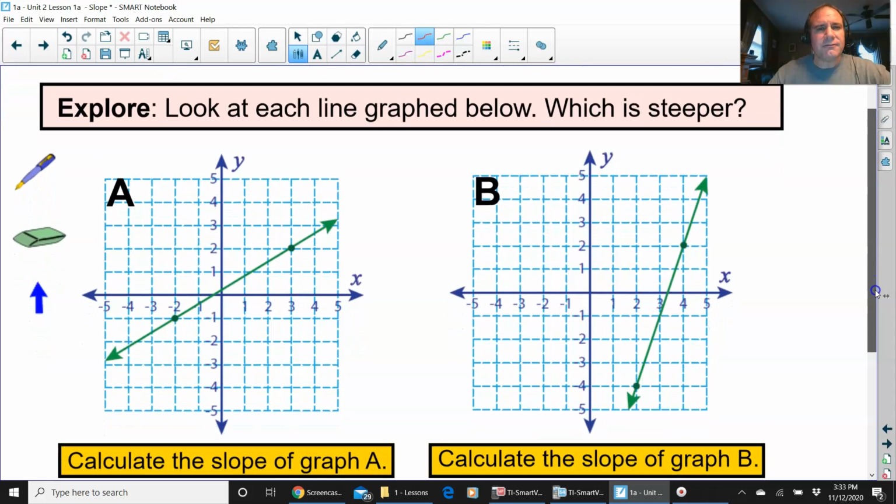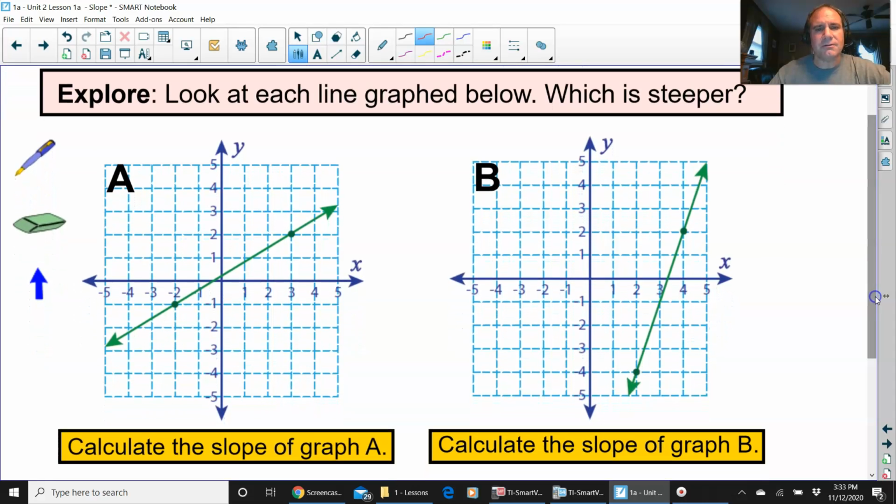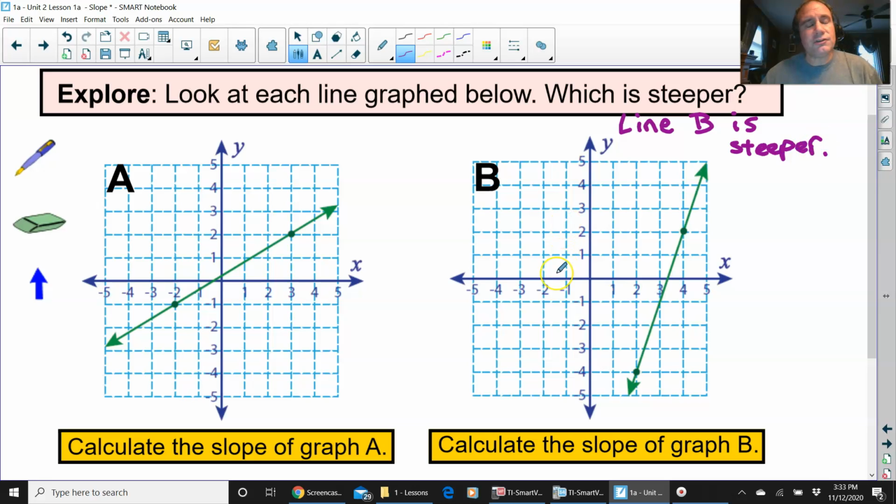Look at the graph. Look at each line graphed below. Just by the look of each graph, what do you think? Which one is steeper, A or B? So which one's steeper? We're going to say B is steeper. So line B is steeper. Okay, just from the look of it.